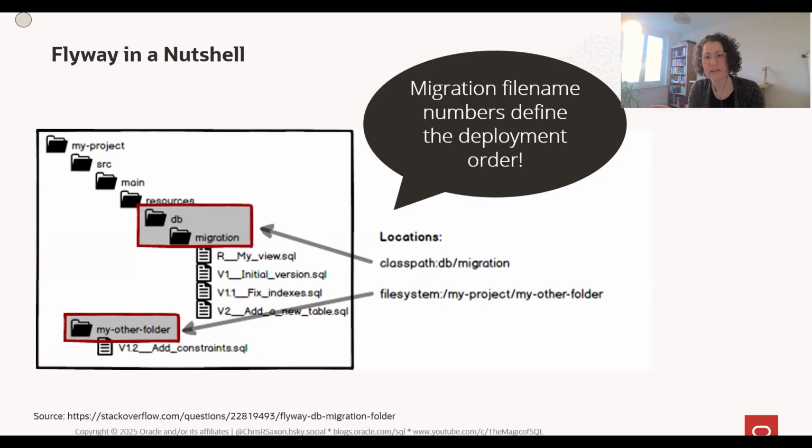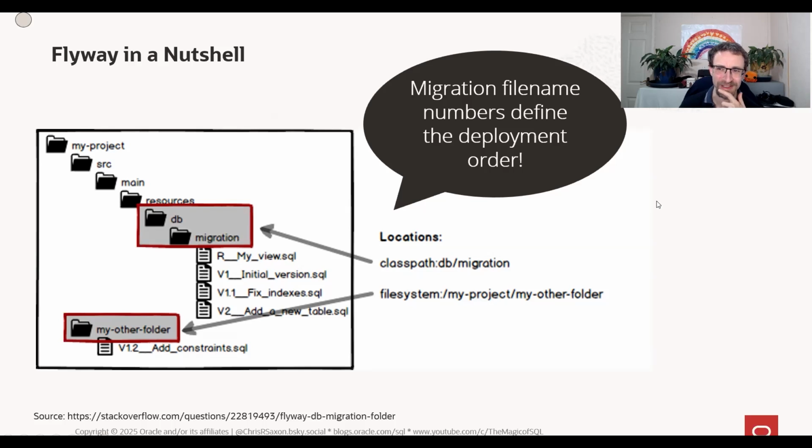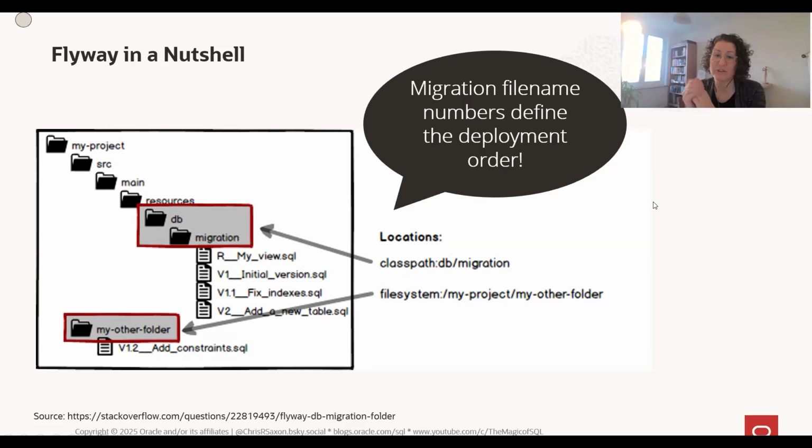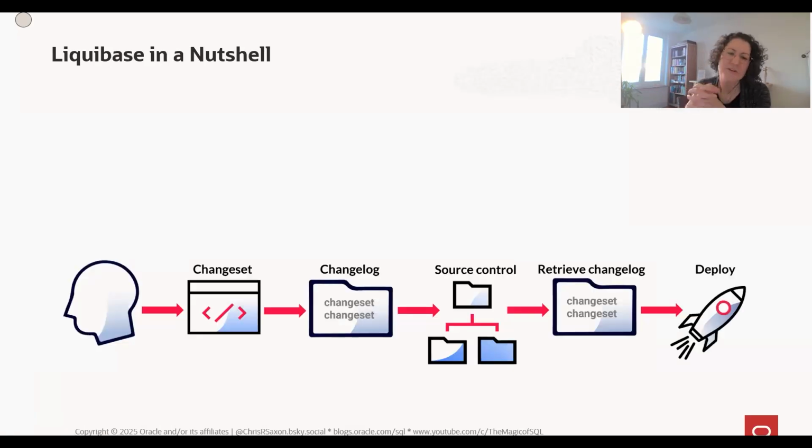So the migration file name number defines the deployment order, no matter where the files are located in our defined locations. That could get tricky coordinating in large teams, right? Yeah, it could be tricky coordinating, or you need to have a process around it to make sure it works, and have one number per developer.